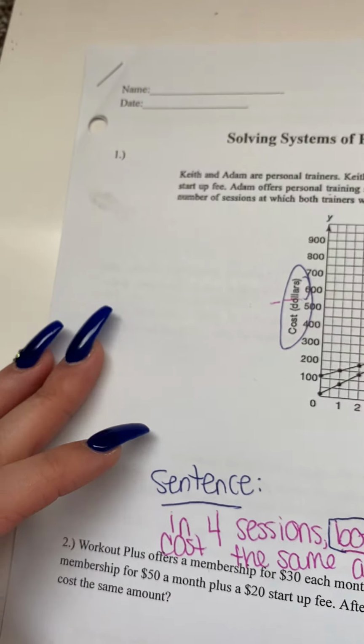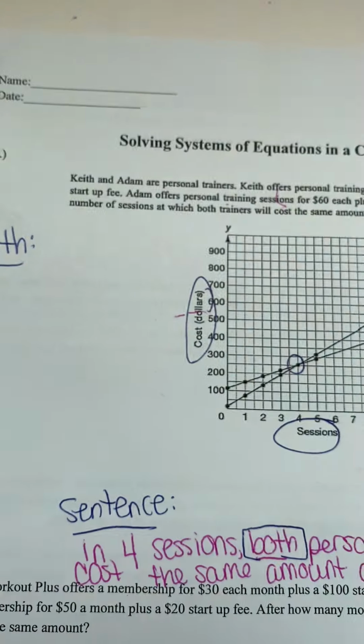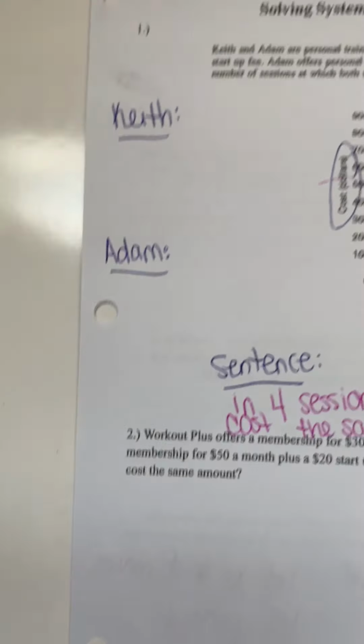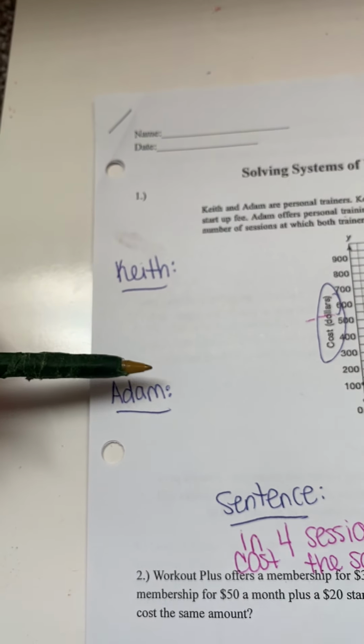Okay, clearly our first equation is going to have to be for Keith. Our first equation is going to be for Keith. All right, that's the first personal trainer we're looking at. Now, the second personal trainer's name was Adam. So I want you all to try to figure out an equation for Keith and an equation for Adam.